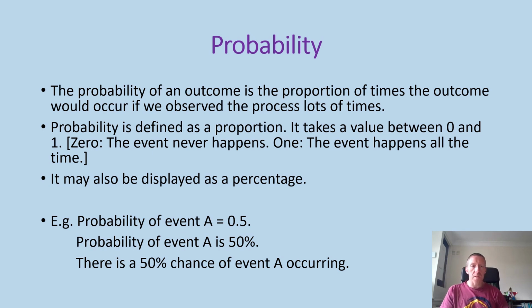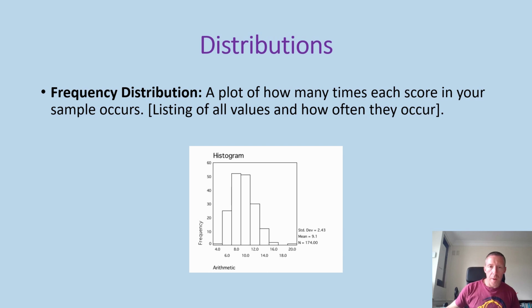Okay, so some examples there. If the probability of event A is 0.5, then we could also say the probability of event A is 50%, or there's a 50% chance of event A occurring. So if that related to coin tossing, the probability of getting a tails is 0.5 or 50%.